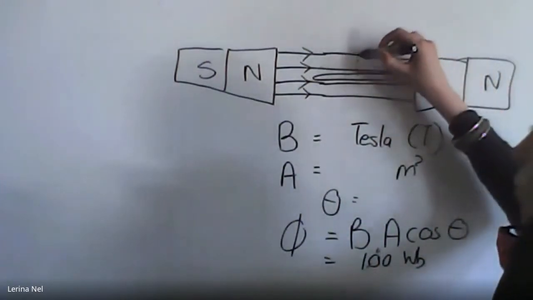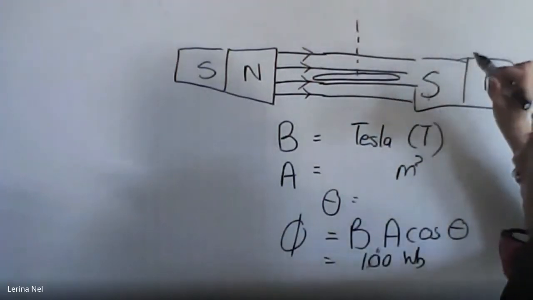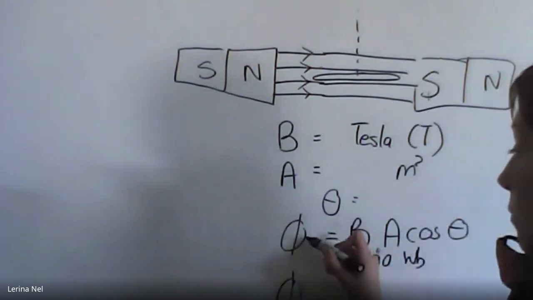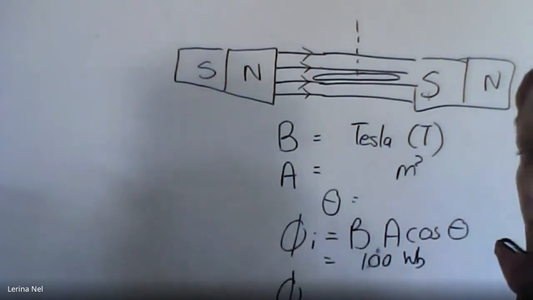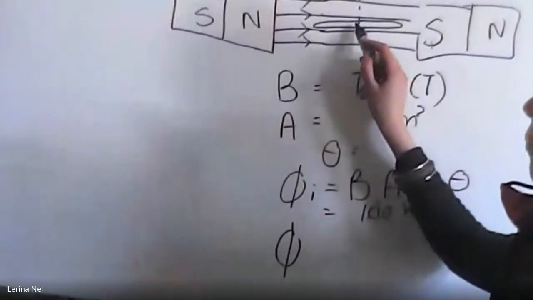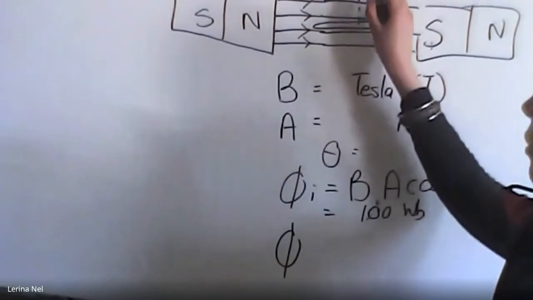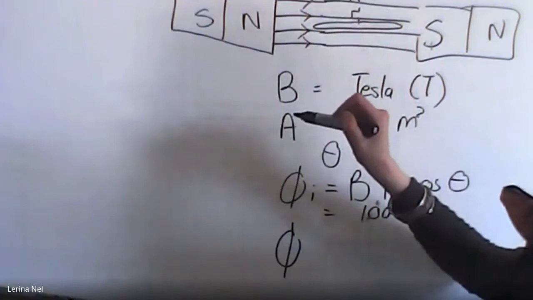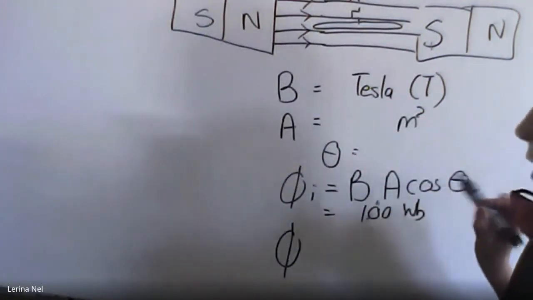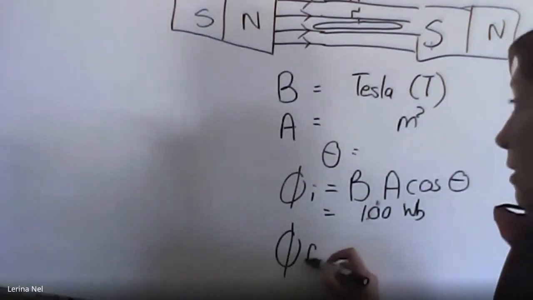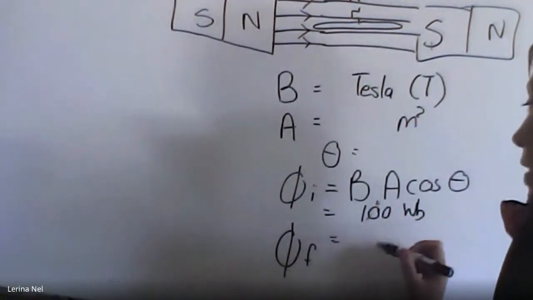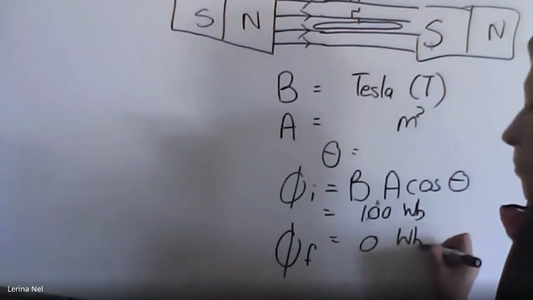So I draw the normal immediately. It doesn't matter where you draw it. The B is still the same value. This was the flux initially. We then ask, what will the angle be between the normal and the magnetic field lines? We can see it's clearly 90 degrees. Cos 90 gives me 0, which means in this final position, anything times 0 gives me 0 Weber.